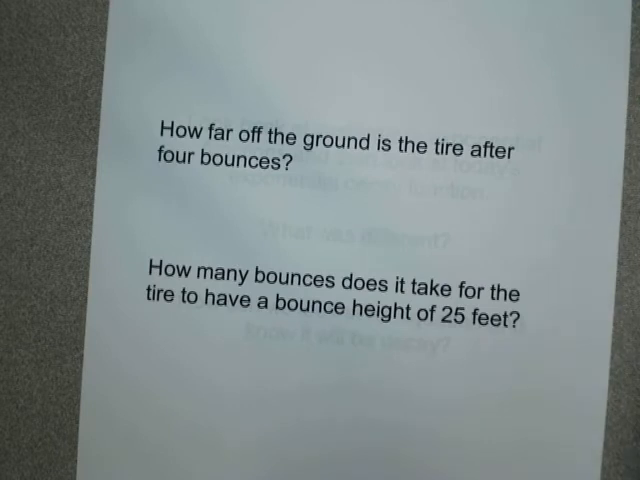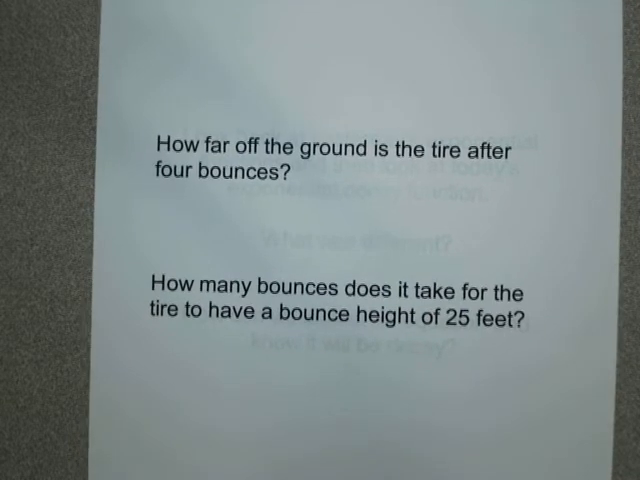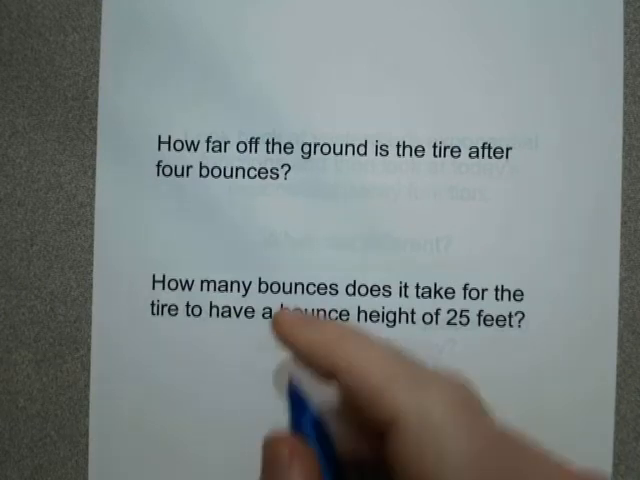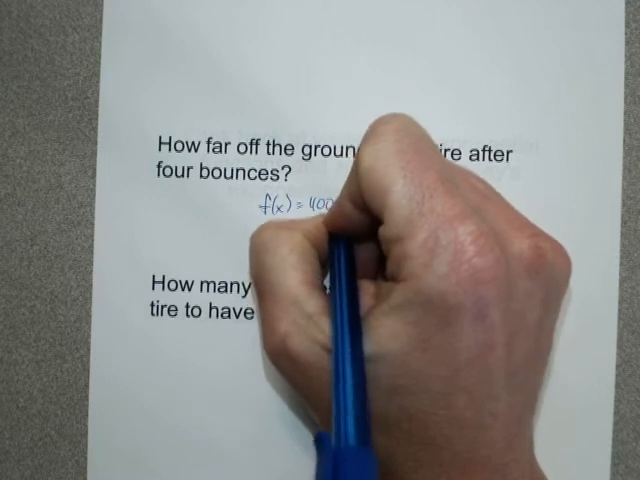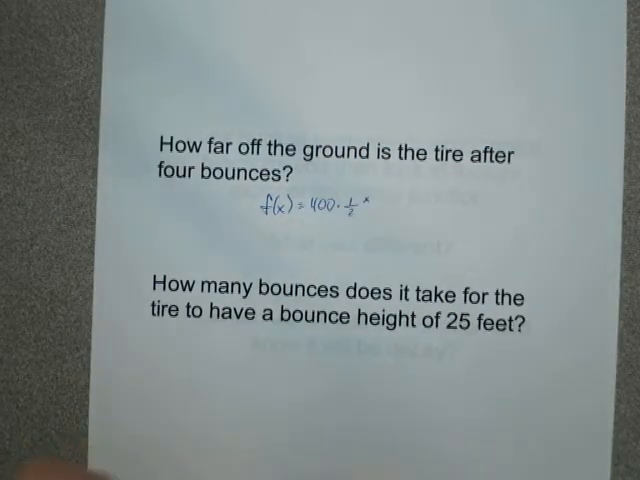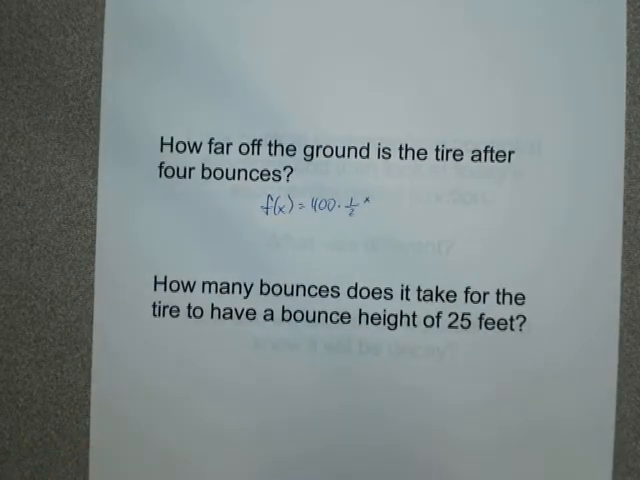So we can say, how far off the ground is the tire after 4 bounces? And if you have that graph available, that's an easy question. But it's not always going to be available. You have to be able to read your equation to figure that out. So we have f of x equals 400 times 1/2 to the power of x, and we want to know how far it is after it bounces 4 times.